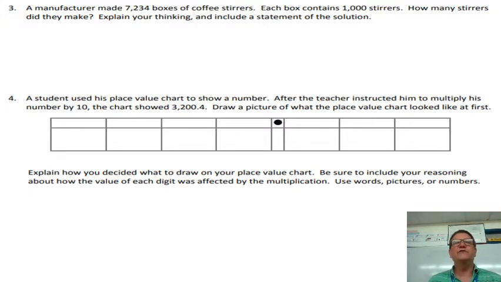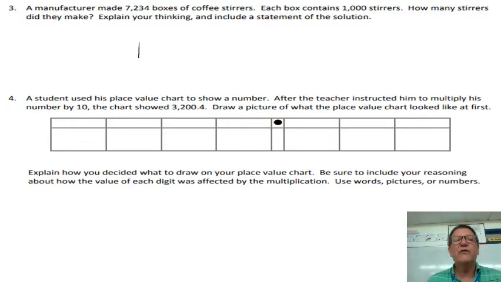It says a manufacturer made 7,234 boxes of coffee stirrers. Each box contains 1,000 stirrers. How many stirrers did they make? Explain your thinking and include a statement of the solution. Okay, so I'm going to start off. I'm going to draw a tape diagram so that I can visualize what's happening here.